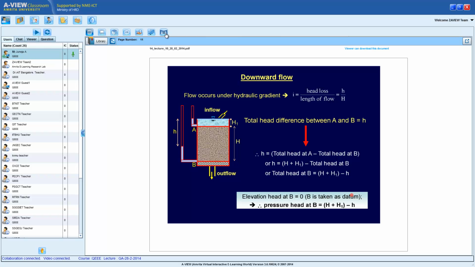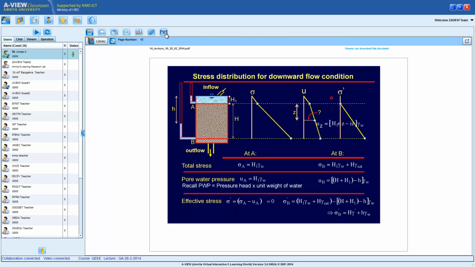If you think about it, the pressure head would mean that if I insert a standpipe at B, it should rise up to this level, right? Pressure head is the level to which the water in the standpipe goes up. So the level of water in the standpipe is this value. If it's slightly confusing at this level, not to worry. The next slide is going to confuse you even more.